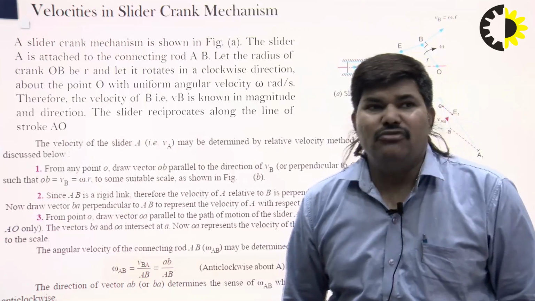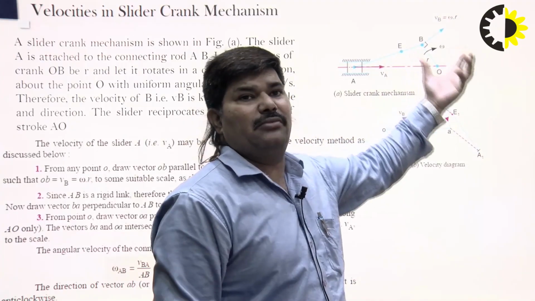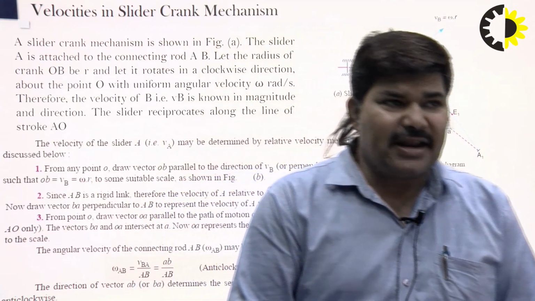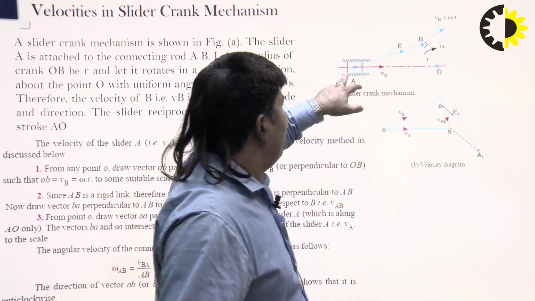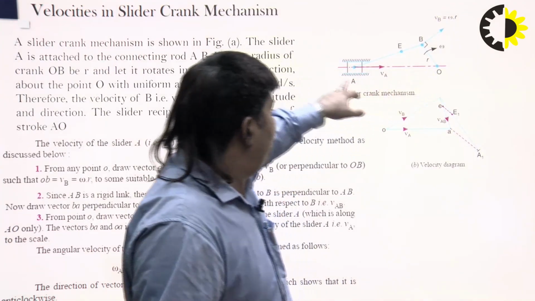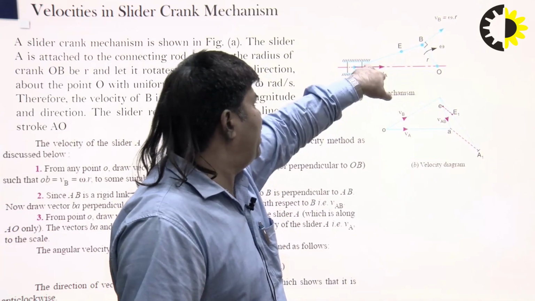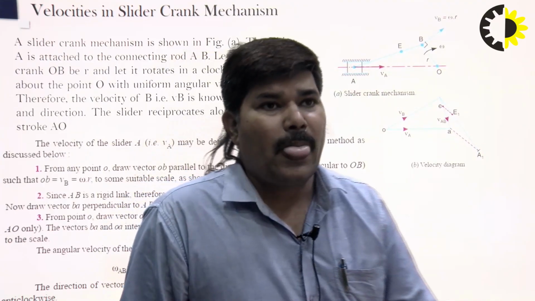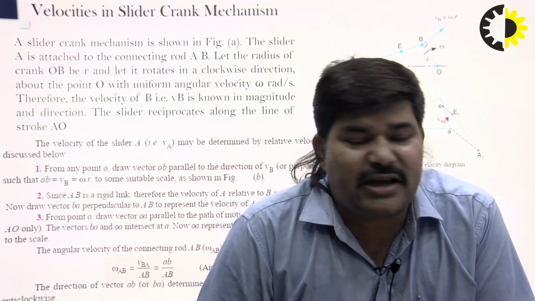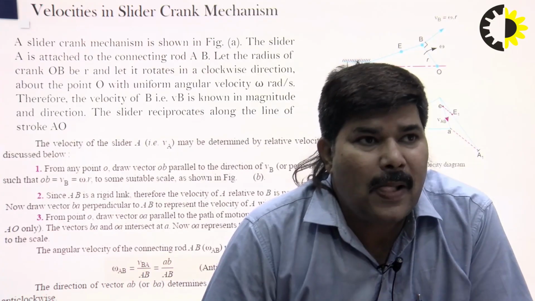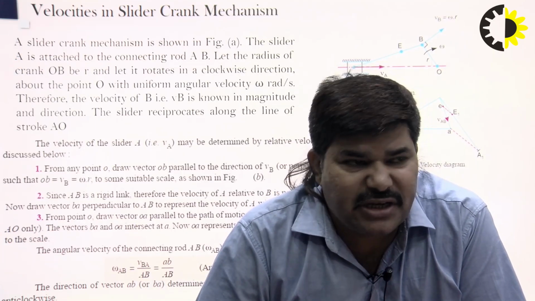Velocity in the slider crank mechanism. In the case of the slider crank mechanism, suppose that is again the 4-bar mechanism, the slider crank mechanism shown in figure A. That one is the points O, B, A, right? O is the fixed point, A is the slider, OB is the crank, BA is the connecting rod. The slider A is attached to the connecting rod AB, and let the radius of the crank OB be R, and it rotates in the clockwise direction about point O with uniform velocity omega radian per second.